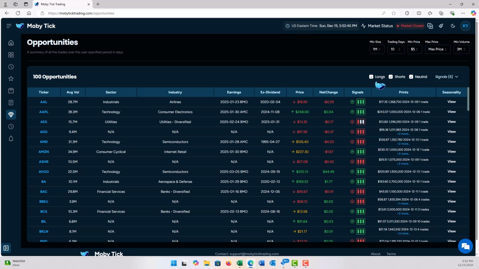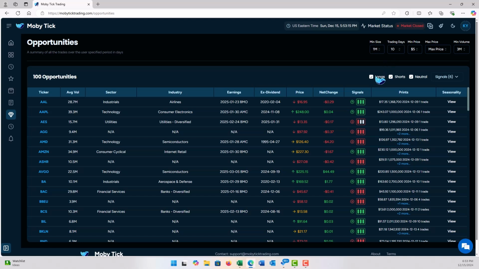And the whole point, I'll just cover this really quickly. When we look at prints, I've got this set for a minimum size of cumulative 1 million shares over the last 10 trading days with a minimum price of $5 a share and no maximum price, and a minimum daily volume of 3 million shares. So I'm looking for stocks that have a higher volume during the day on average, and they have a lot of prints, and whether we're above or below them.